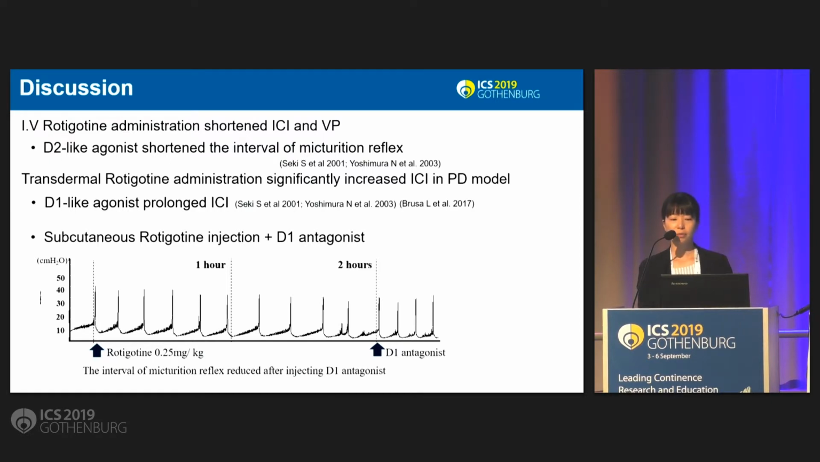And we also conducted an additional experiment to show the effect of D1 agonist using D1 antagonists. After subcutaneous rotigotine injection, we found that after the D1 antagonist, ICI significantly decreased.